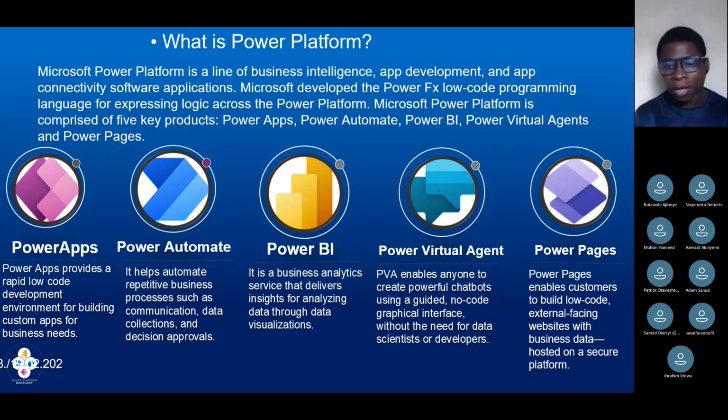Now, under Power Platform, as at last week, you had 4 components. For those that were here 2 weeks ago, we had only 4 components, which are Power Apps, Power Automate, Power BI, and Power Virtual Agent. Those were the 4 products we had under Power Platform as at last week.